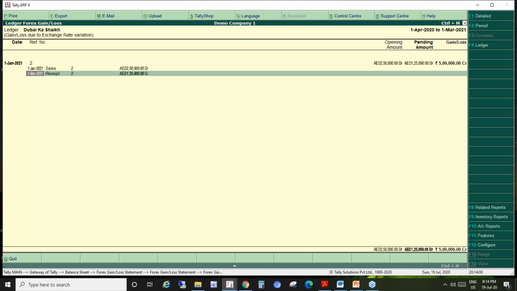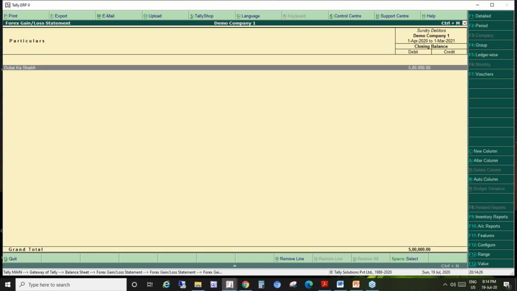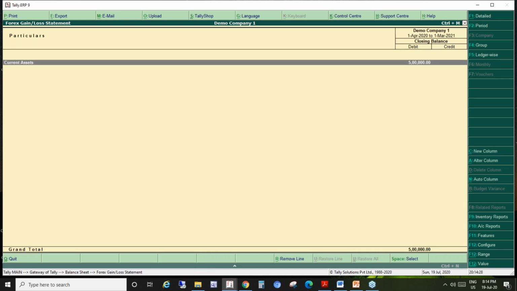Yes, because you have made an actual loss of 2 rupees per AED on the 125 that you have received, and Tally is calculating on its own that the balance you may also not receive at 20, you may receive it at 18 only. Because of that it is showing you that loss of 5 lakhs. 125 into 4.